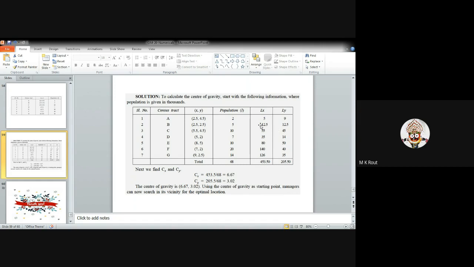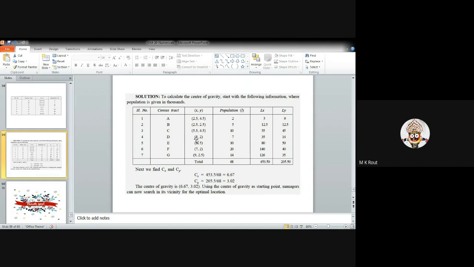2.5 into 5, that is 12.5. Again, 2.5 into 5, that is 12.5 for Y coordinate. Similarly, for census tract C, 5.5 into 10, that is 55 for X coordinate. And the next one is 4.5 into 10, that is 45 for Y coordinate. Moving to the next, the next census tract is D.